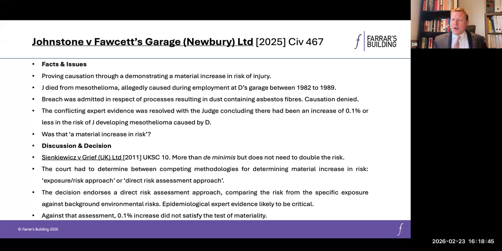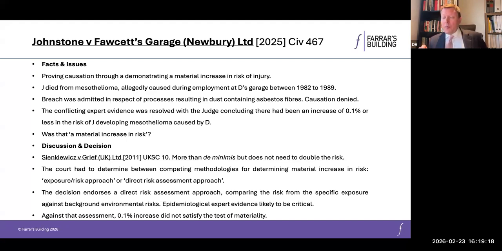The respondent's approach, which was ultimately adopted by the judge, was a direct risk assessment approach. So comparing the risk from the specific exposure at the garage against the background environmental risk at the time. So looking at a whole host of evidence, a range of evidence and data sources to estimate directly the increase in the risk that was caused by the exposure to the asbestos dust at the period of working time at that particular place.